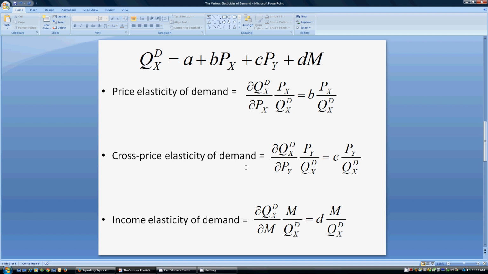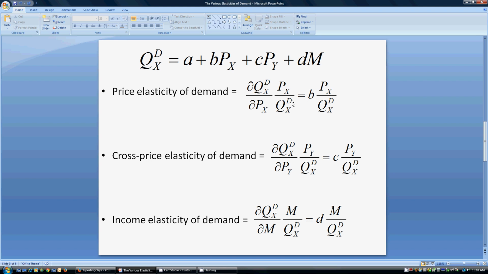So here is the general formula set up to calculate all three elasticities of demand. Once again, we have our linear demand equation up here. We'll eventually be plugging in some values here and getting some real numbers when we solve these things. The price elasticity of demand formula consists basically of three things. The first part is the partial derivative of the demand equation with respect to the price of good X. Once we get that value, we're going to multiply it by the price of good X divided by the quantity demanded.